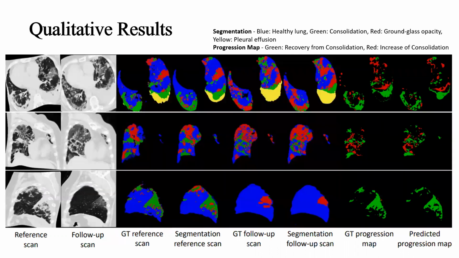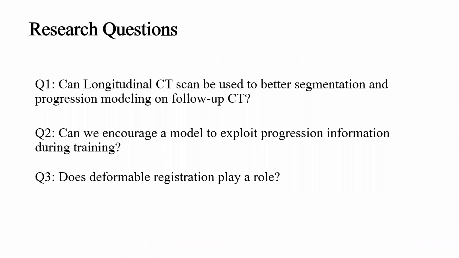These are qualitative results for our model. As you can see, for the pair of CTs, we can segment fine-grained pathologies. And also we can do progression analysis. Based on our model, we can address the following research questions. Can longitudinal CT be used to improve segmentation and progression modeling? Can we encourage the model to exploit progression information during training? Does the form of registration play a role?